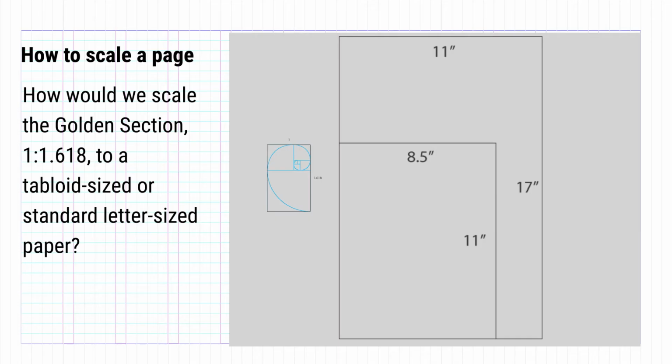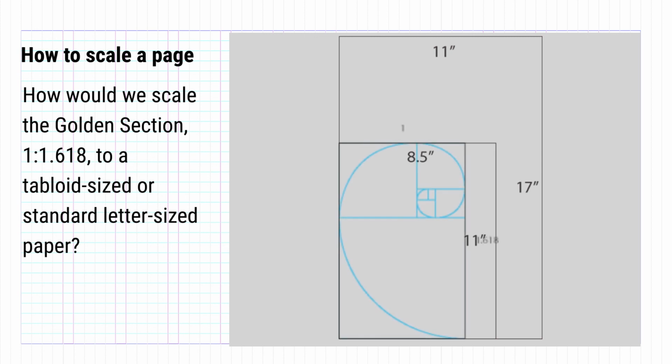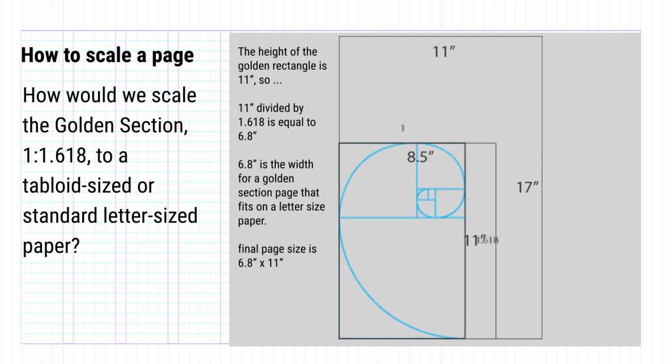So how would we scale a page? How would we scale the golden section 1 to 1.618 or 1.62 to a tabloid size or standard letter size paper? So let's start with a letter size paper. The height of the golden rectangle in this case would become 11 inches. So we would take the 11 inches and divide it by 1.618, which would give us 6.8 inches. Which would become the width for a golden section page that fits on a letter size paper. So our final page size would be 6.8 inches by 11 inches.